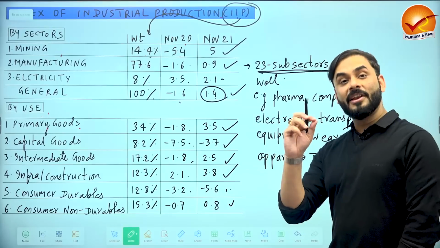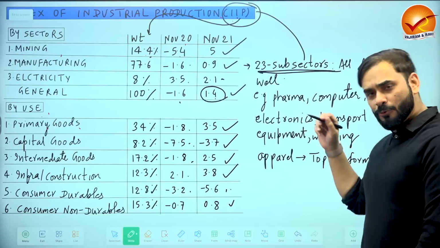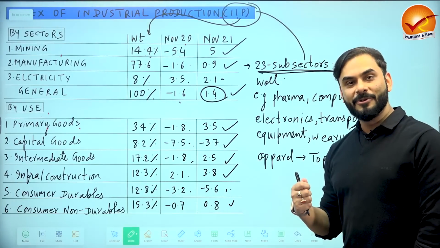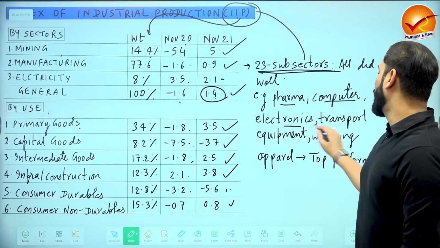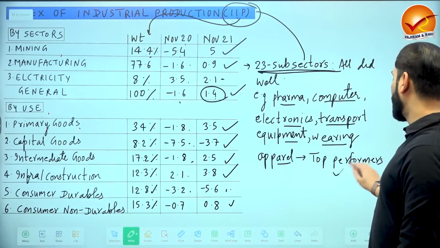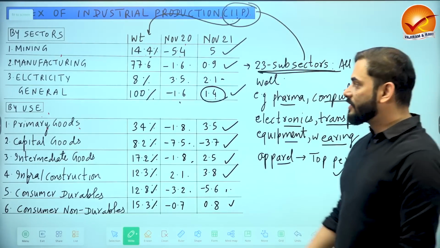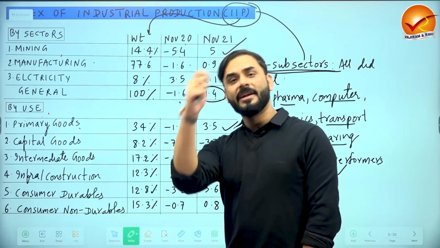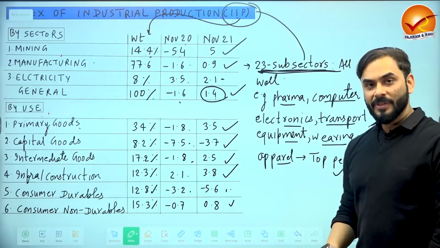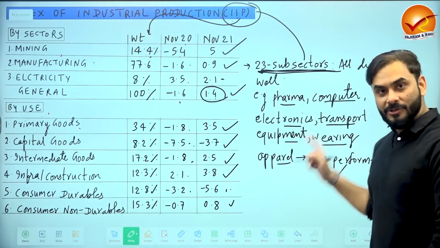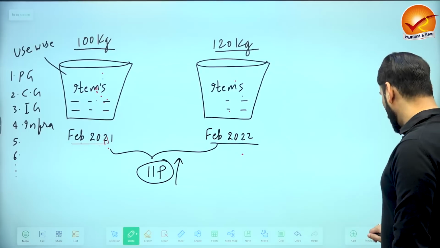Here generally all of them did well in the year 2021, all of them did well. But who was a very good performer in the year 2021? Which subsectors were mainly good performers? So pharmaceutical, computer, electronics, transport equipment, wearing apparel, they are the top performers. In this IIP, these are the top performers. Because see guys, if you look at manufacturing, there are so many types of manufacturing. So overall in IIP, there would be so many subsectors. In those subsectors, these are the ones who did well.